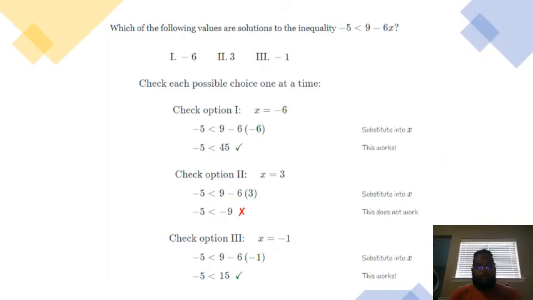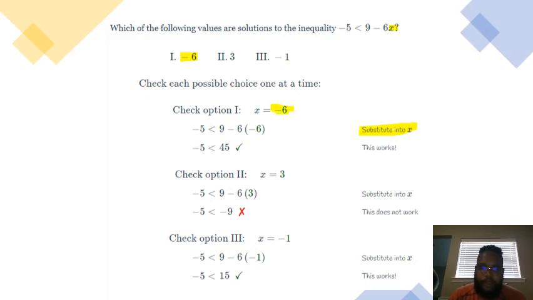Alright, which of the following values are solutions to the inequality? Now what you're going to do here is plug each value in and see if it's greater than negative 5. That's pretty much all you're doing. So we're going to check each of these. So to check negative 6, we put negative 6 in for x, right?